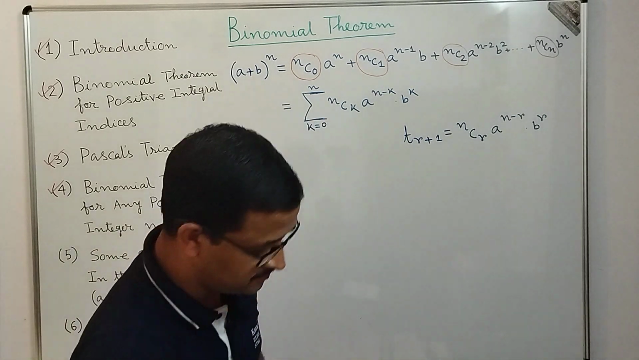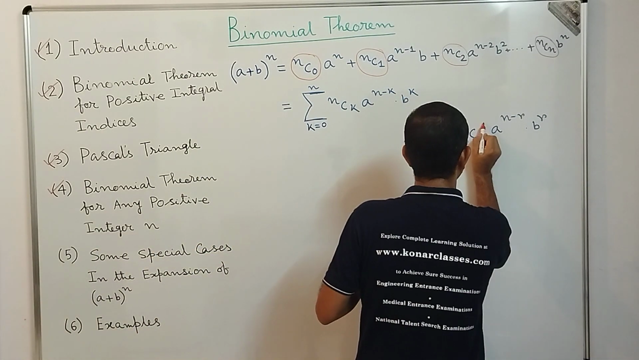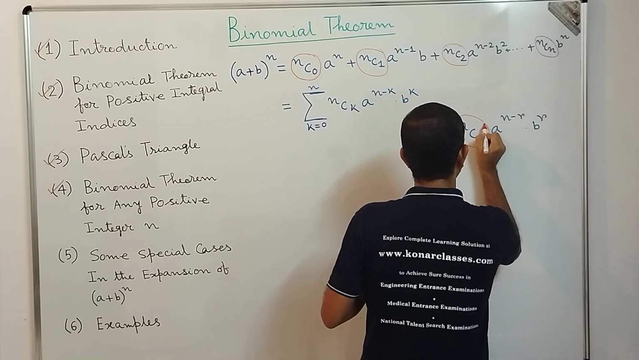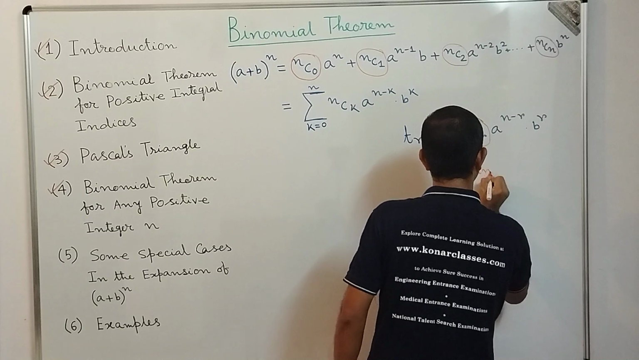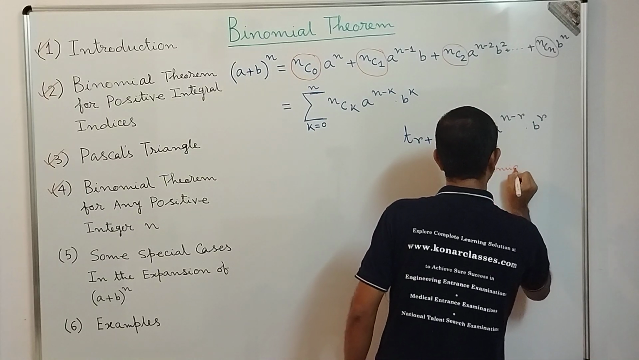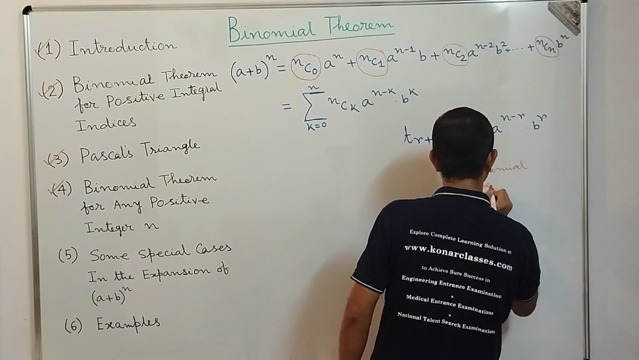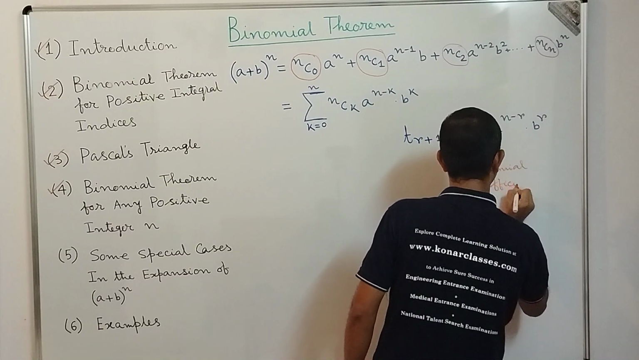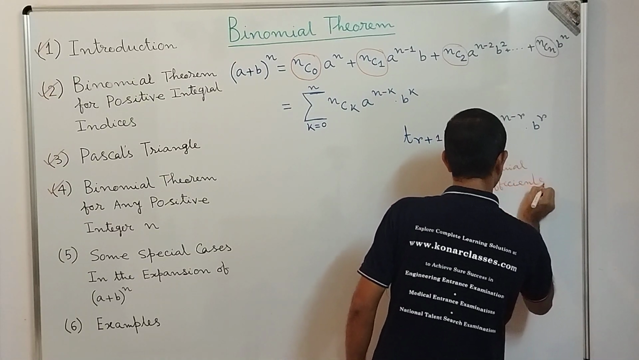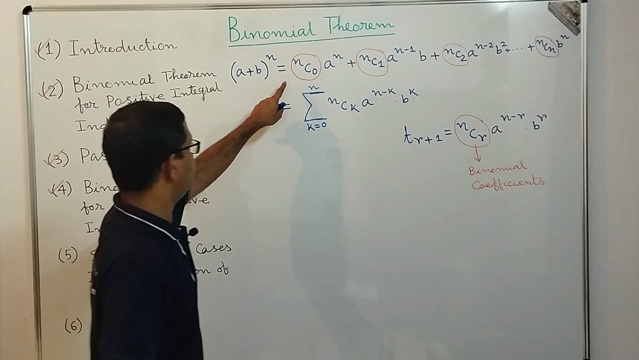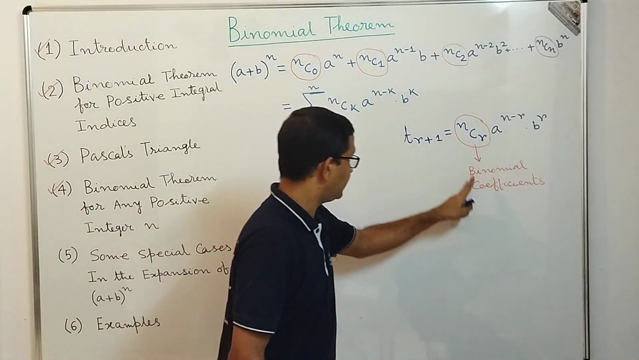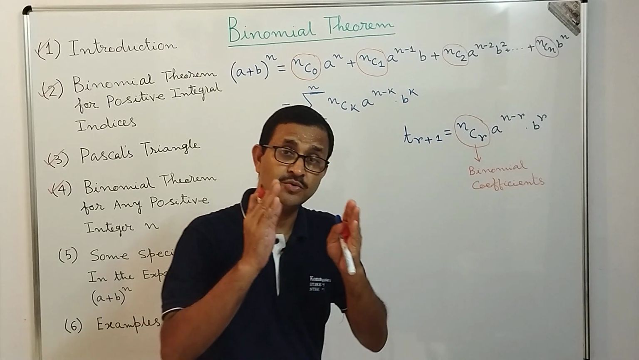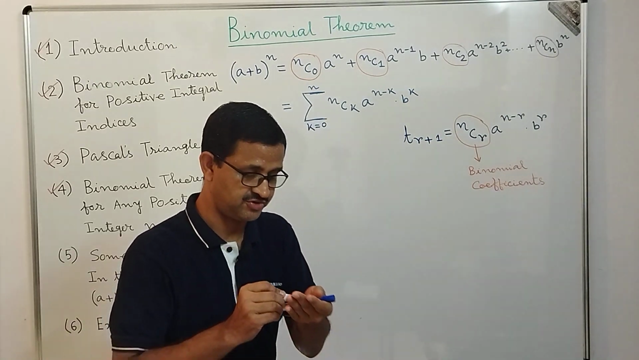But this ncr is known as the binomial coefficients. Okay. So as you see, nc0, nc1, nc2 up to ncn, and ncr also, whatever you see, these are known as the binomial coefficients.